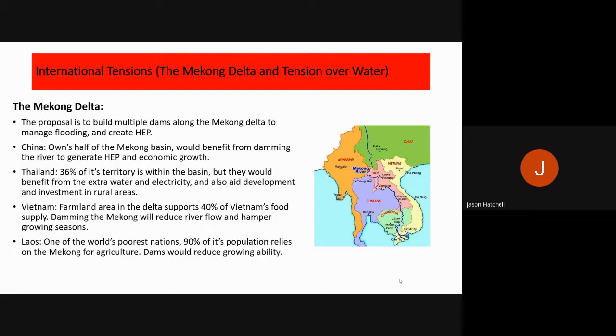Vietnam, however, are against this proposal and idea in the sense that they are a big farming nation and that 40% of the farmland in Vietnam is supported by essentially this river water. And reducing river flow then could harm the growing seasons in Vietnam. So we can see here that this is a tension that exists mainly because of resources and also as a result of rising population and migration to these countries. And this is all because of globalization.